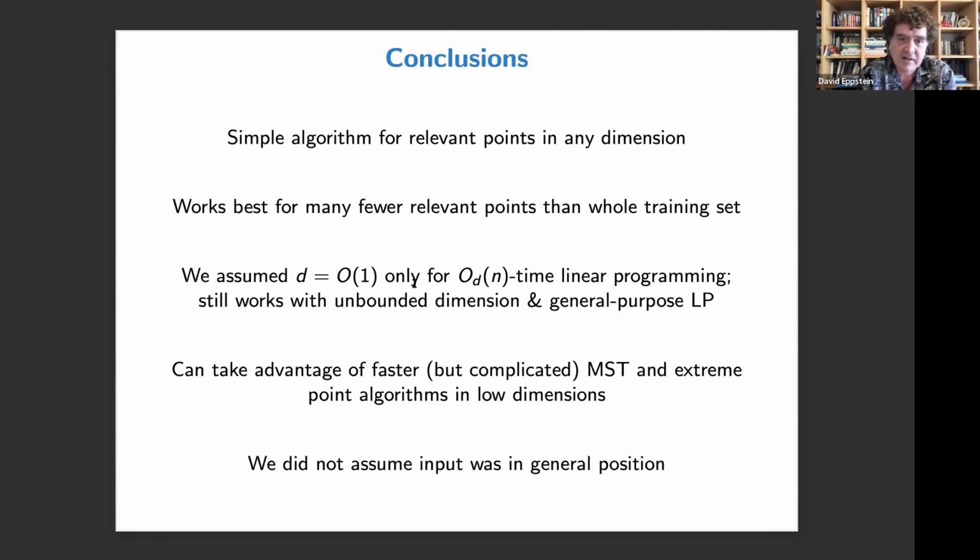When the dimension is a constant, you get a linear time, linear programming algorithm and an r squared n plus n squared overall time bound. The same algorithm works even when that's not true. If the dimension is unbounded, you can just plug in any linear programming algorithm. You can plug in any minimum spanning tree algorithm or extreme point algorithm in low dimensions, and we did not need to assume general position.